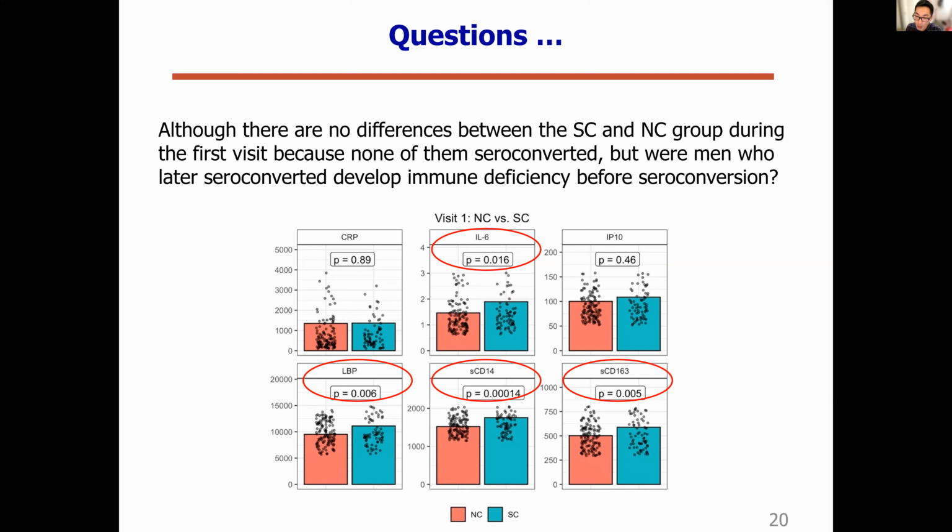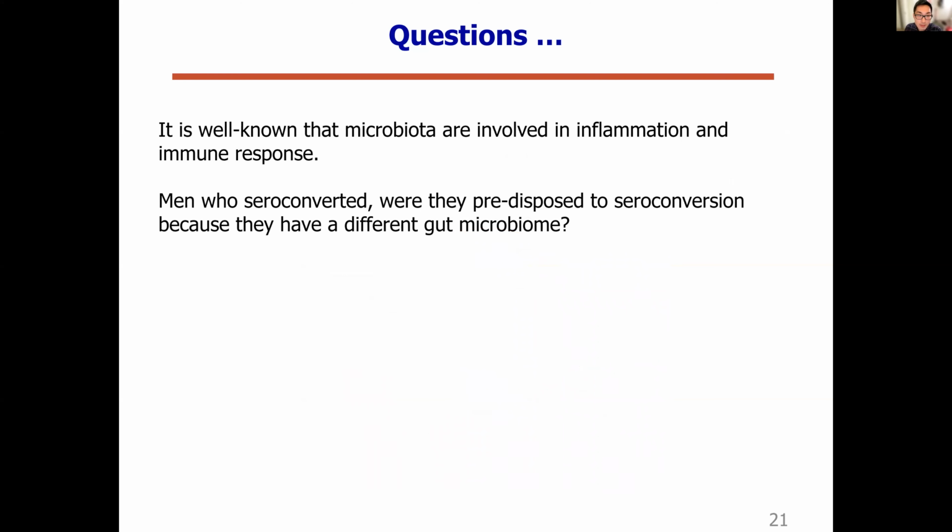We would like to know the biology before the immune response, exactly at the immune response time point. So here is the question we raised. Because it is well known that microbiota are involved in inflammation and immune response, we propose a hypothesis: men who get seroconverted later on were predisposed to seroconversion because they have a different gut microbiome composition.